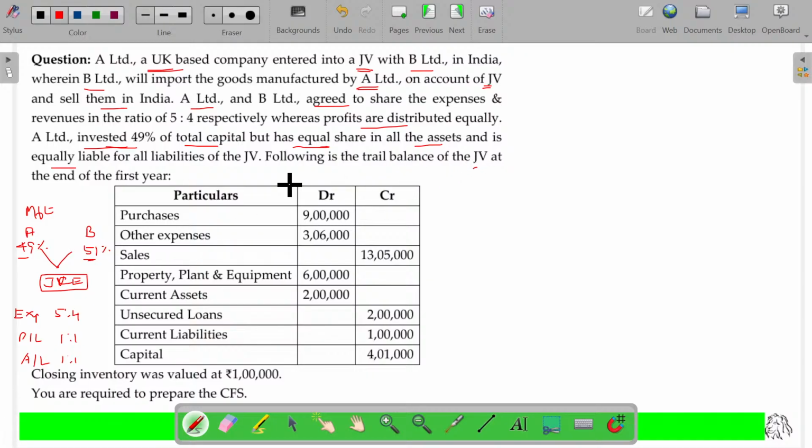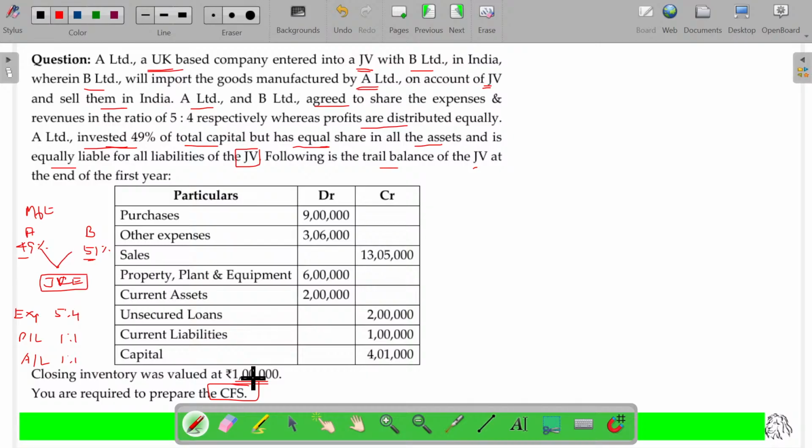Following is the trial balance of the joint venture at the end of the first year. This is about the joint venture; their trial balance detail is given. Closing inventory was valued at rupees 1 lakh. You are required to prepare the CFS, the consolidated financial statement.